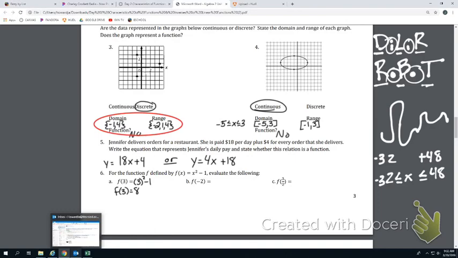On letter B, raise your hand if you got negative 5. Raise your hand if you got 3. Okay. You've got to be careful. You've got to put the parentheses in there. If you got negative 5, do me a favor. Grab your calculator and put it in there exactly the way I have it, minus 1, and see what you get.